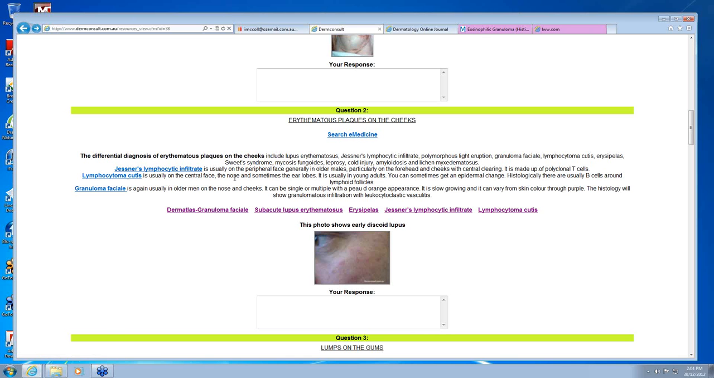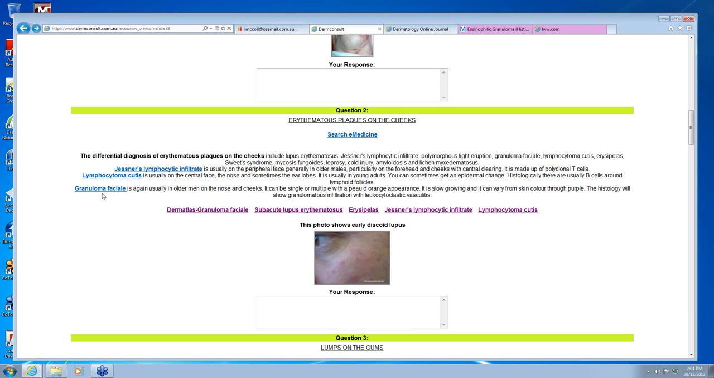Lymphocytoma cutis, central face, similar to granuloma faciale. The nose, sometimes the earlobes. The earlobes are a curious area for lymphocytoma cutis, but you'll see various pictures of that, usually in young adults. Again, your congregation of lymphocytes is generally going to be in the dermis itself, but they're polyclonal. If it was a B-cell lymphoma or the like, then there would be monoclonal cells. It was said histologically usually B cells around lymphoid follicles.